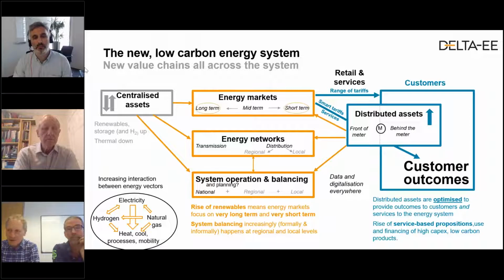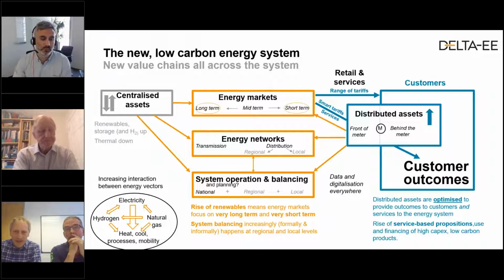So very large numbers of distributed assets. They might be heat pumps, they might be smart electric vehicle chargers, might be batteries, it might be flexibility from industrial customers. Some of it behind the meter, some of it in front of the meter. So two very big changes are to the renewables, large renewables, the centralized assets, and the distributed assets. And rather than a linear value chain, you have a much more complex interdependent system.